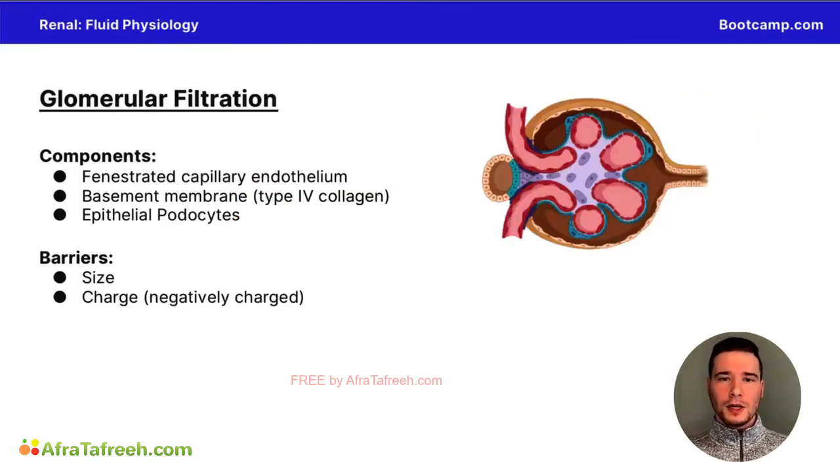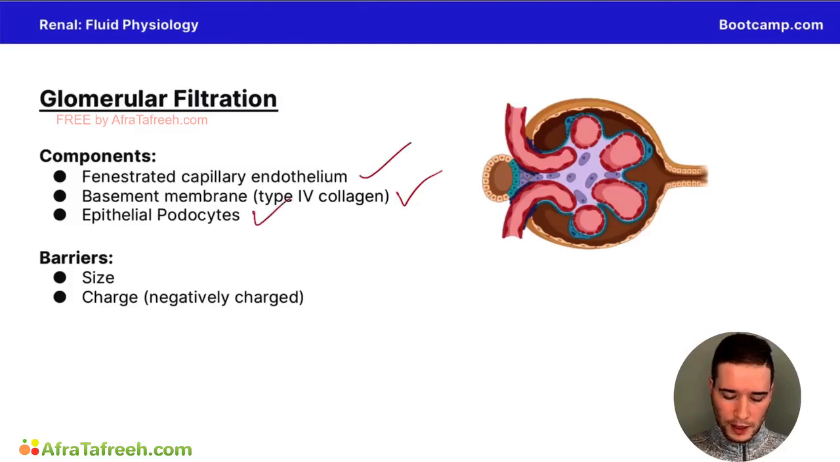Finally, for this lecture, I want to talk about glomerular filtration, just the basic components of it, and then we'll talk more about the physiology and the mathematics that we need to know in the next lecture. There are 3 components. You have the fenestrated capillary endothelium, you have type 4 collagen, and you have epithelial podocytes. These are important when we start talking about pathologies. Like the basement membrane, the type 4 collagen is often affected in a pathology called Alport syndrome. And the epithelial podocytes are often affected in a pathology called minimal change disease. We'll talk more about those in our videos on nephritic and nephrotic syndromes.